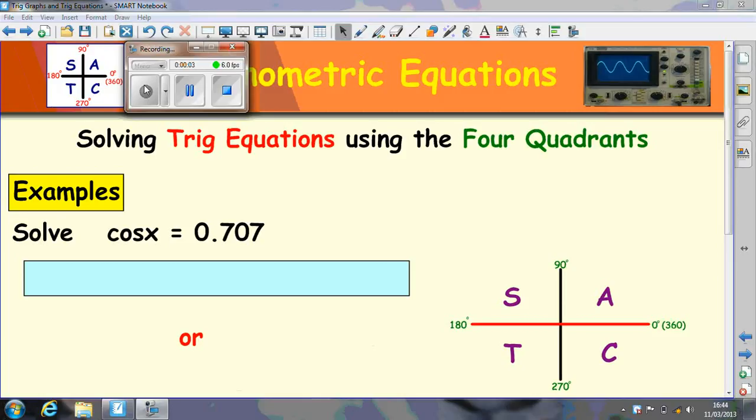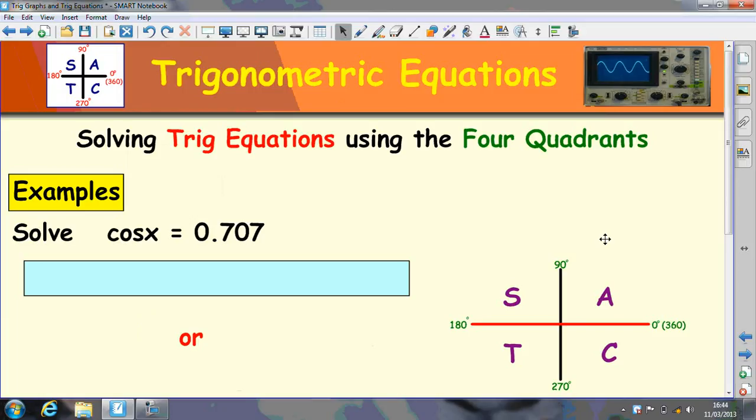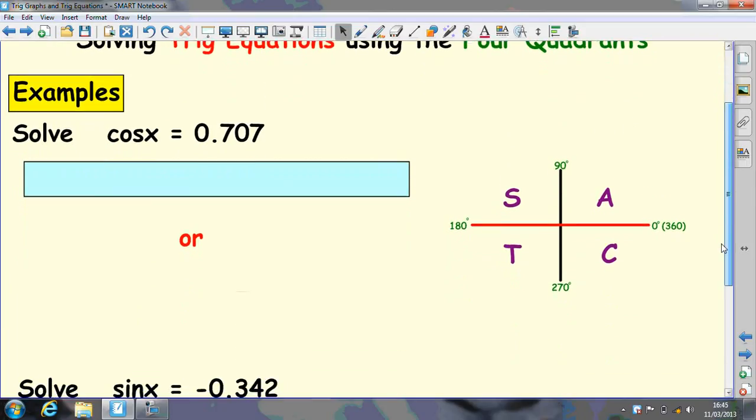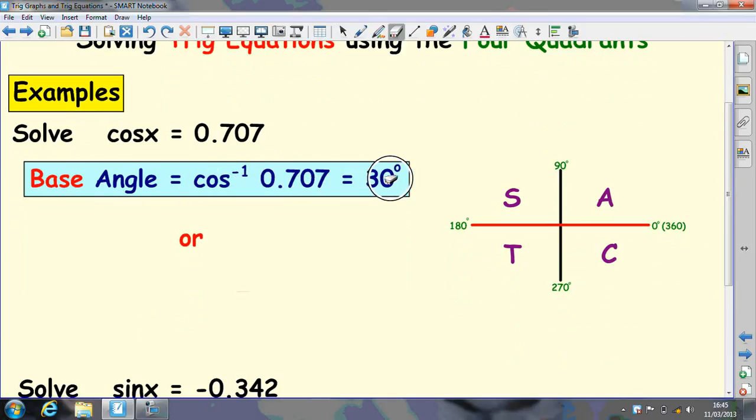In this lesson, we're going to look at how to solve a trig equation with the all sine tan cos as an aid instead of the graph. So if we look at the equation here, cos x equals 0.707, the first thing we had to do was work out the base angle. Now the base angle, you inverse cos 0.707, and you get 30 degrees.